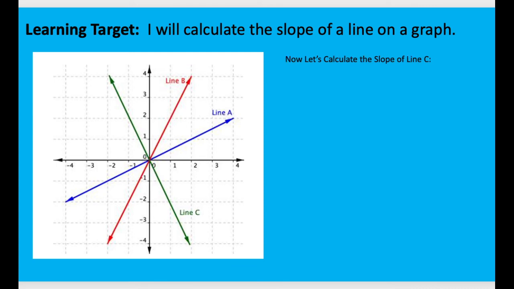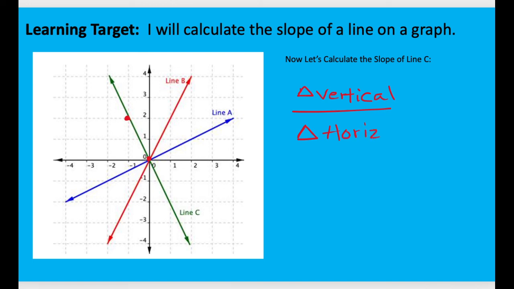Now let's look at the slope of line C, which we talked about earlier has a negative slope. Once again, I need to pick points on the line that are on corners. I'm going to pick this point here, and, again, why not pick the origin for all 3 lines, because all 3 lines go through the origin. Remember, to find the slope, it's rise over run, or the change in the vertical distance in the numerator over the change in the horizontal distance in the denominator.